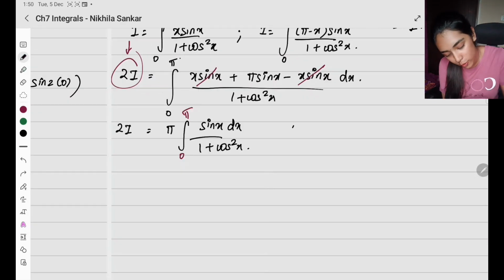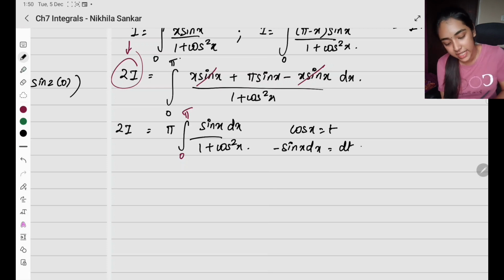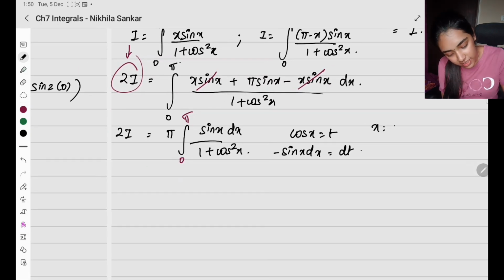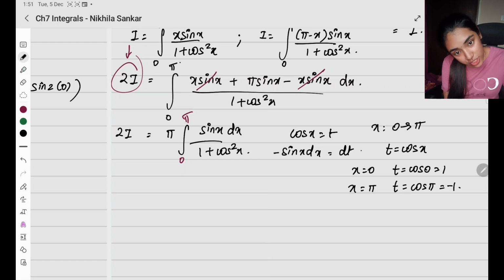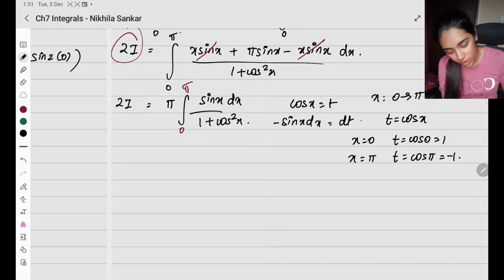Okay. When I do the substitution, cos x equals t, minus sin x dx equals dt. But my variable x travels from 0 to pi. Appa t oda value enna? Cos x. So when x equals 0, I have t equals cos 0, which is 1. When x equals pi, I have t equals cos pi, which is minus 1. Correct?